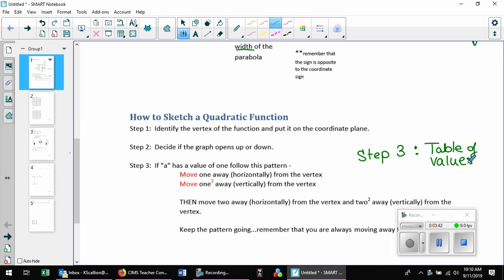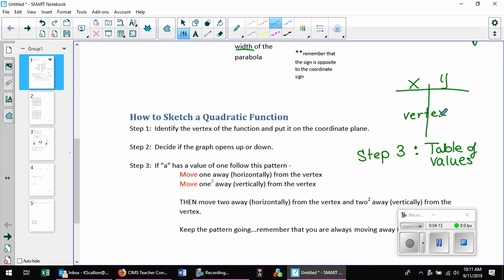Step 3, you can always default to a table of values. So what I would do is I do my x, y. Now remember, sometimes when we pick our -2 to +2, we don't get the vertex in it. So I always put the vertex in the middle. And then I pick some points to the left of the vertex and to the right of the vertex.